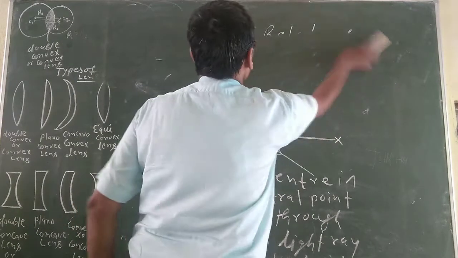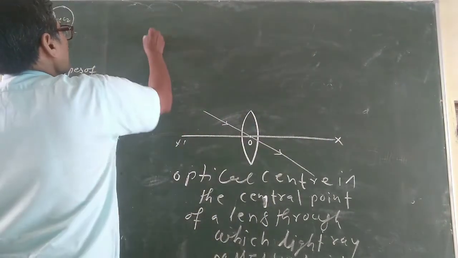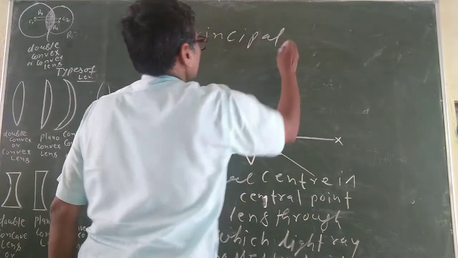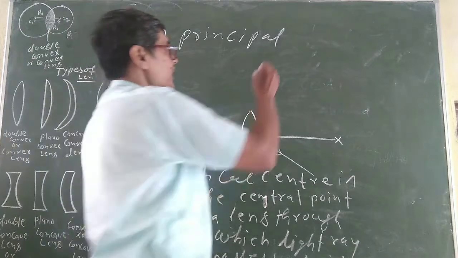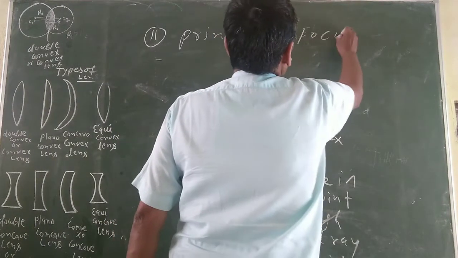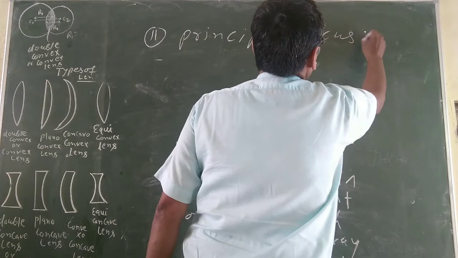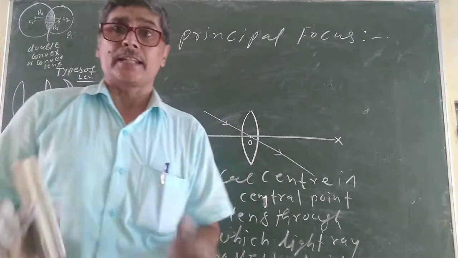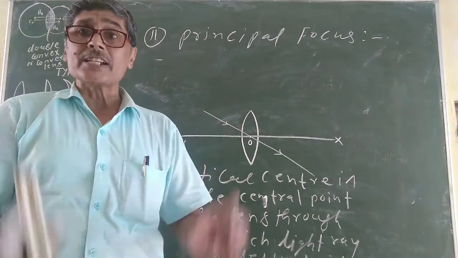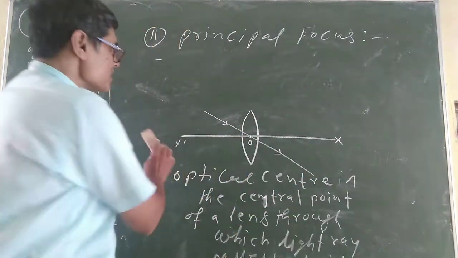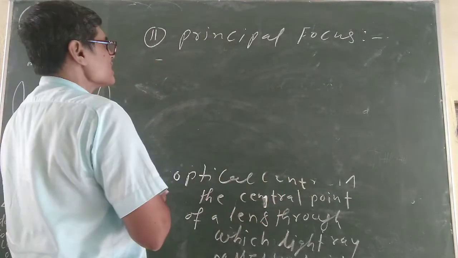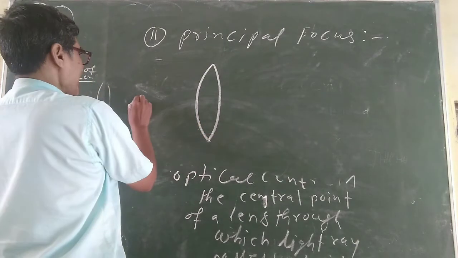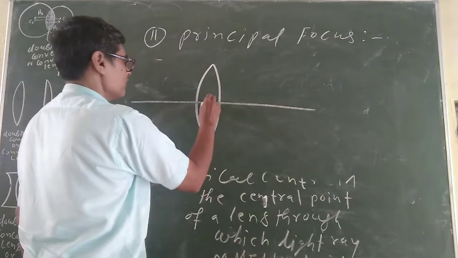Now the second term is the principal focus. A lens has two focus, and one of them is the principal focus. The principal focus is a point on the principal axis where parallel rays after refraction actually meet or appear to come from that point.